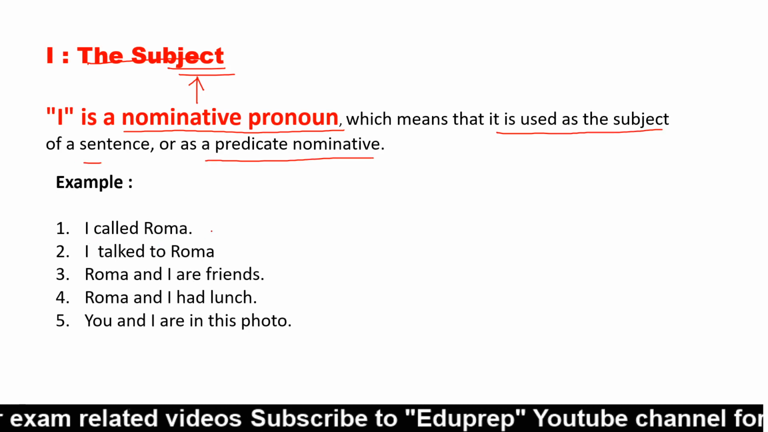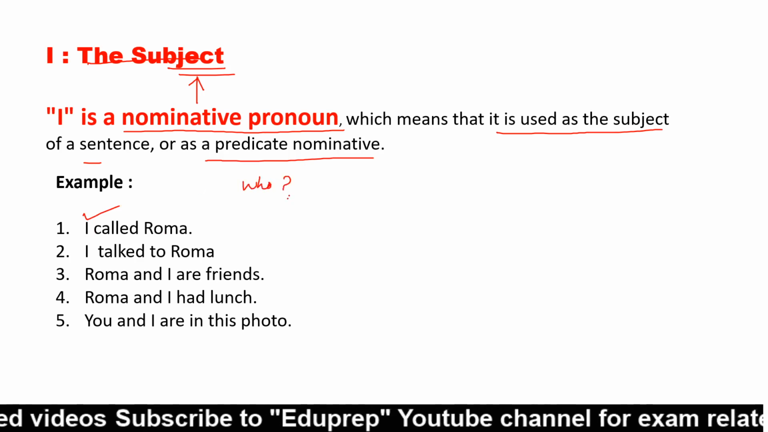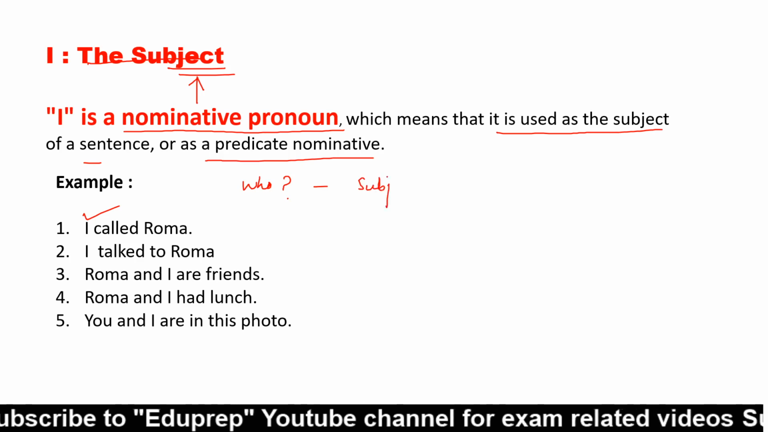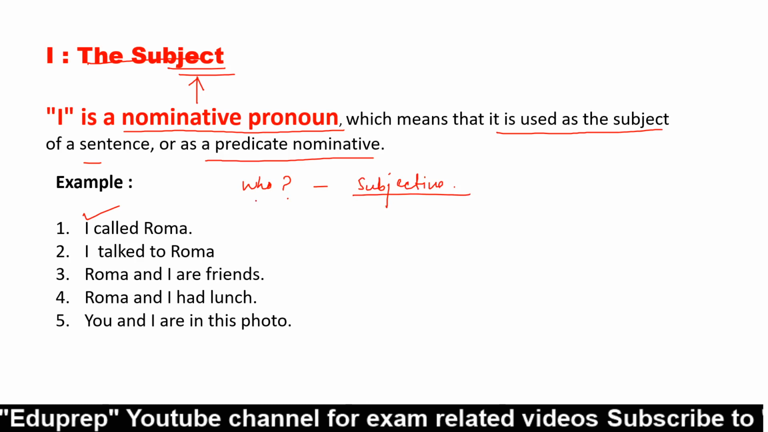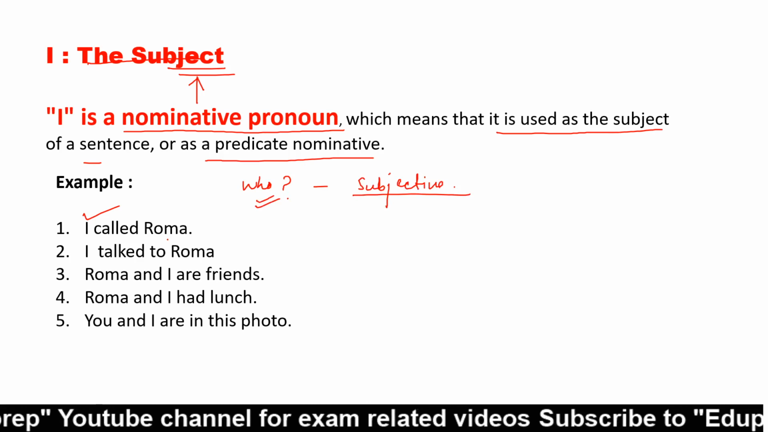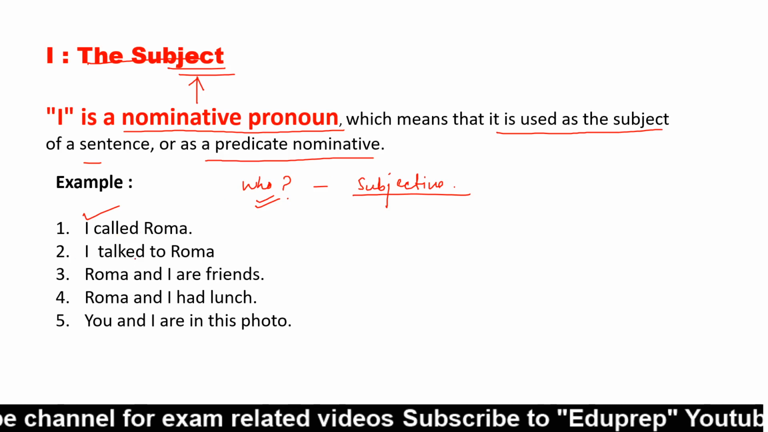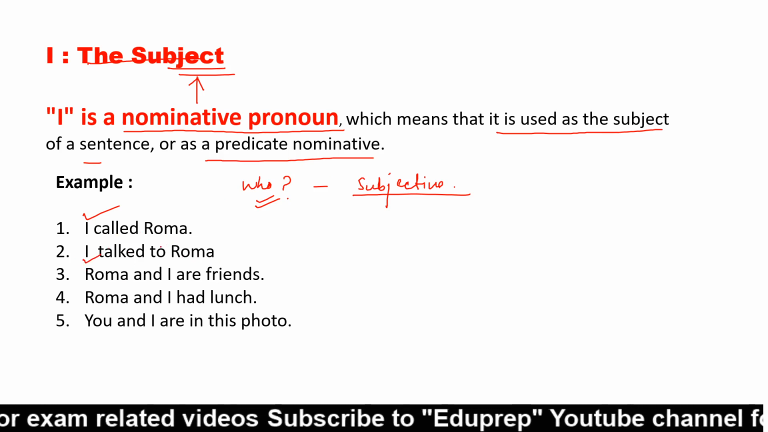So if I look at the examples, here I have "I called Roma." So who called Roma? I. Whenever you answer the question "who," we always use subjective pronouns. Am I clear? Whenever you answer the question "who called Roma?" "I called Roma." So "I" is the subjective pronoun. Who talked to Roma? "I talked to Roma." So this is also the subject.